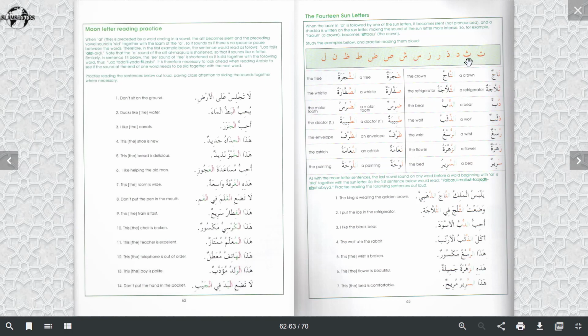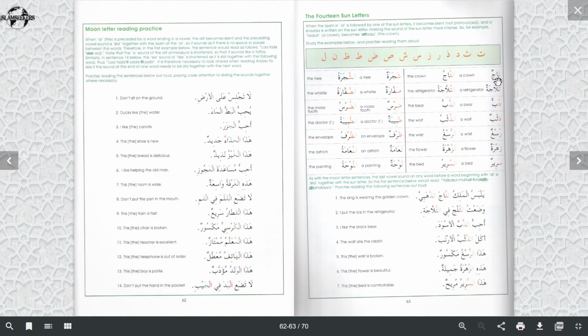Ta, tha, dal, dhal, ra, za, sin, sheen, sad, dad, ta, dha, noon, lam. Listen to the following Arabic words in their indefinite and definite forms.